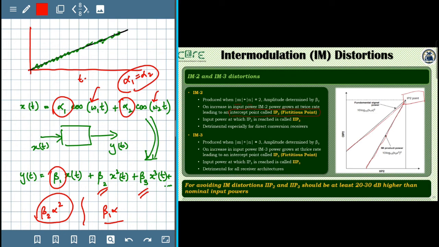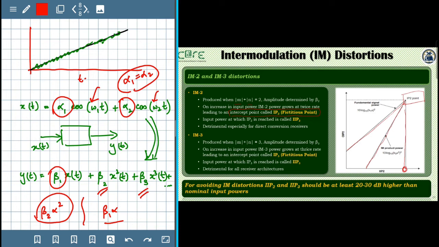But it is a useful way to characterize the amount of second order distortion, and that is why we say that the IP2, the x-axis value at this intercept point, which is basically the input power, is referred to as the input intercept point for the second order modulation. It is typically expressed in dBm.